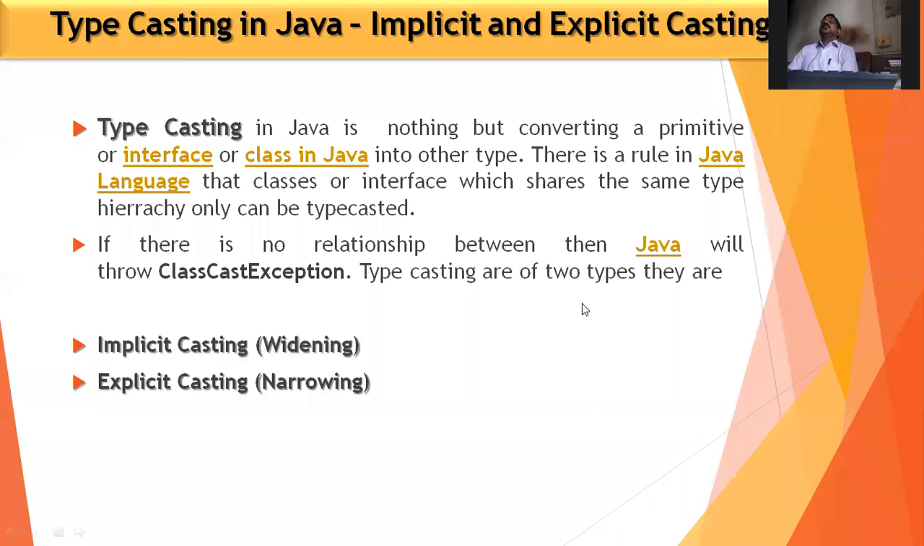Typecasting has two types: implicit casting, that is widening, and explicit casting, that is narrowing. So we have to widen a particular type, or we can narrow a particular type. Implicit casting is widening, explicit casting is narrowing. This is very important. This is the conversion of data types, implicit and explicit typecasting or type conversion.